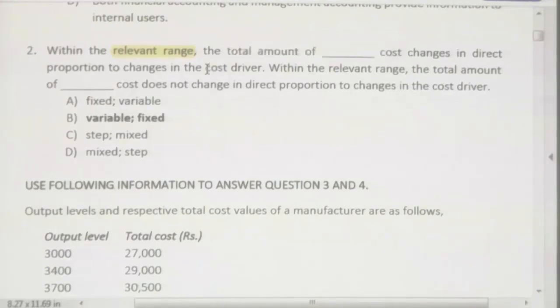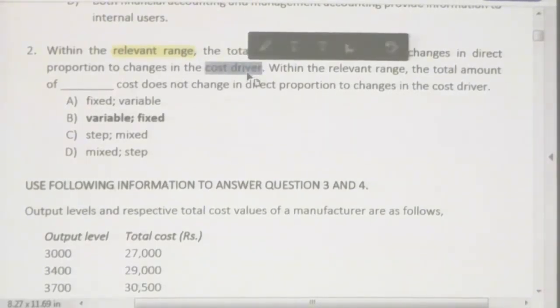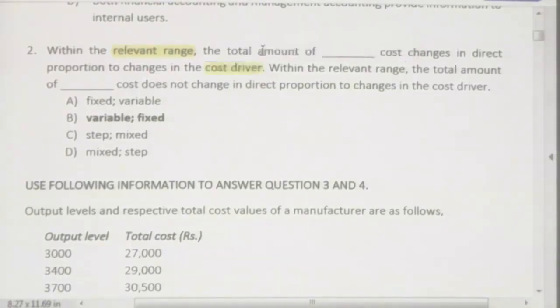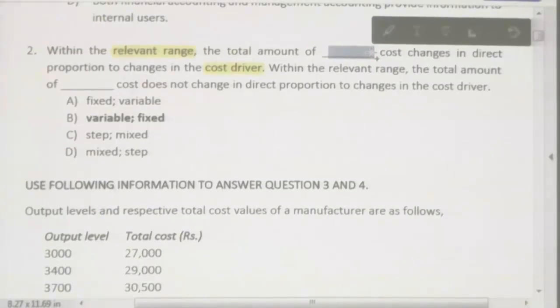The unit, the smallest unit we will consider to measure the cost. Here, the cost driver in a manufacturing company may be the unit you produce. In my example, the bakery, the cost driver will be the bread you produce, right? Therefore, when the cost driver changes within the relevant range, the amount of cost will change, that is variable cost. Therefore, the answer for this blank should be variable cost.